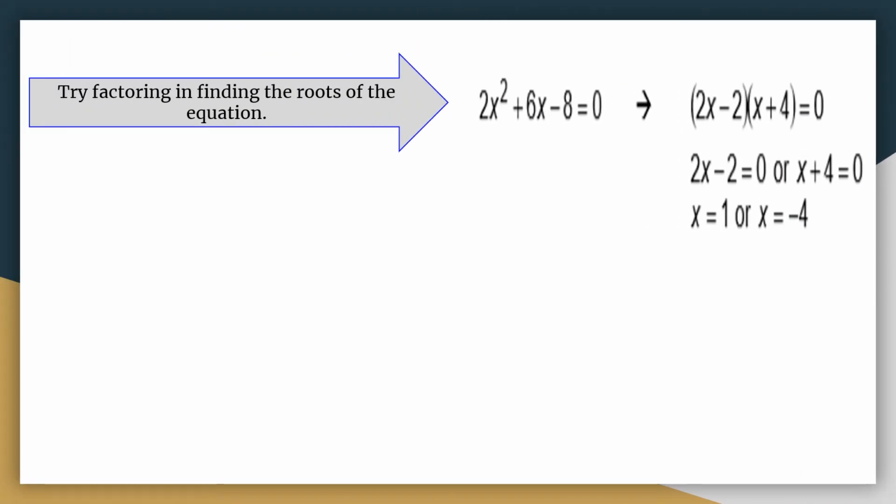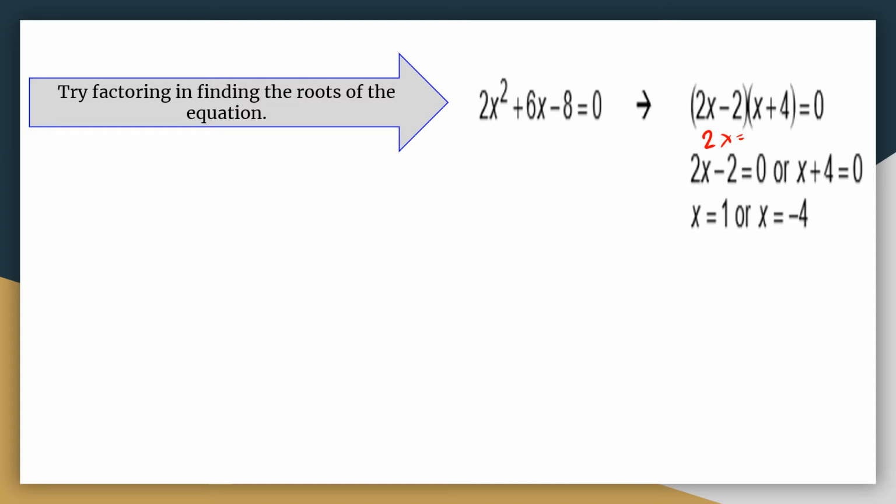So we're simply going to factor. So 2x squared minus 6x minus 8 equals 0. We have 2x minus 2 times x plus 4 equals 0. 2x minus 2 equals 0, and then x plus 4 equals 0. The value of x is 1 and negative 4. How did we get 1?